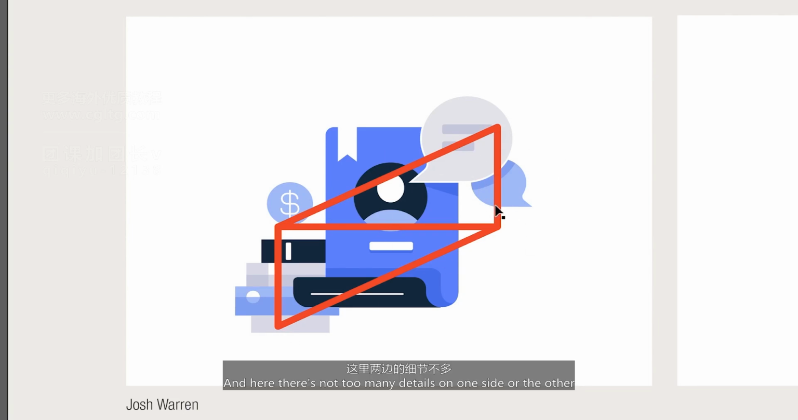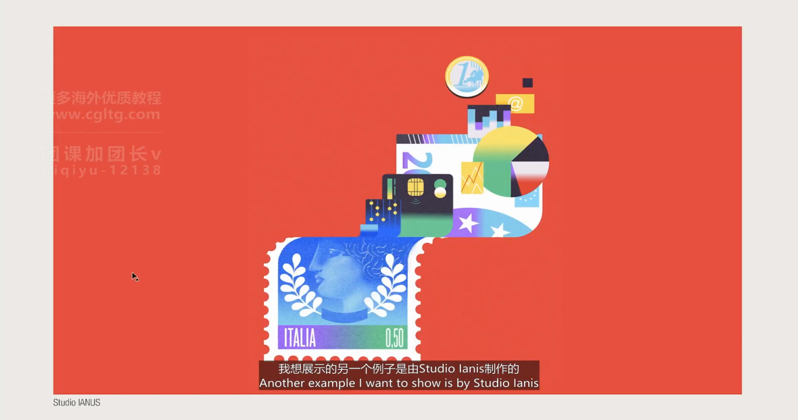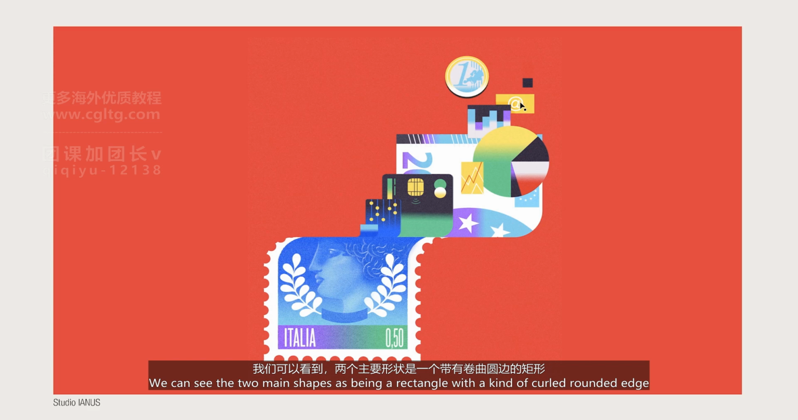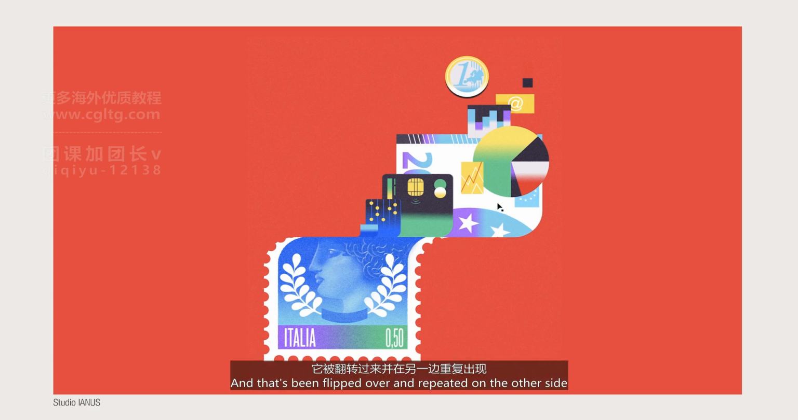And here there's not too many details on one side or the other. They're kind of distributed evenly if we imagine that scale that we drew earlier. Another example I want to show is by Studio Iannis. So this one, we've got more variety, more asymmetry, but also it has that similar flipped symmetry, like we created with the previous example. We can see the two main shapes as being a rectangle with a kind of curled rounded edge, and that's been flipped over and repeated on the other side.